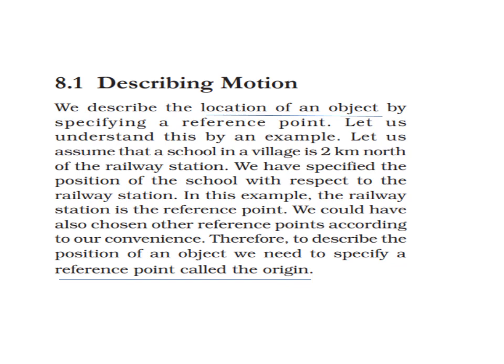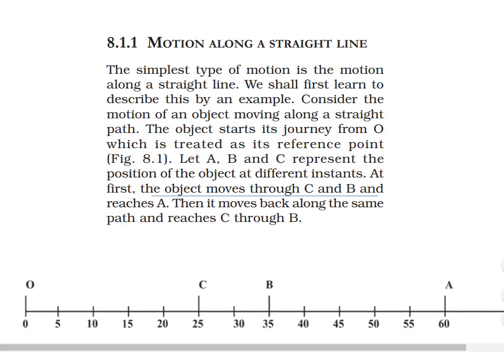So in order to locate the position of an object, the first thing we need to understand is that we need to specify the reference point, and this reference point gives us the location, the position of the object. So in order to find the position of the object, we need a reference point, and this reference point is also called the origin. In this way we can describe the motion of the object.